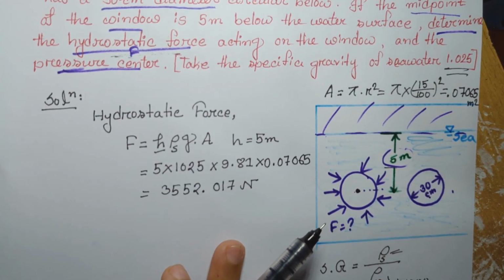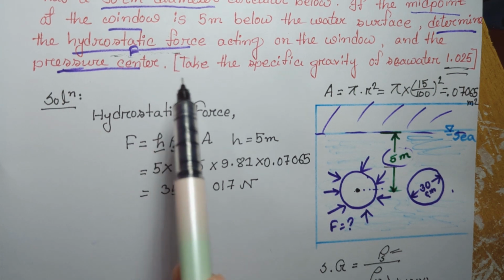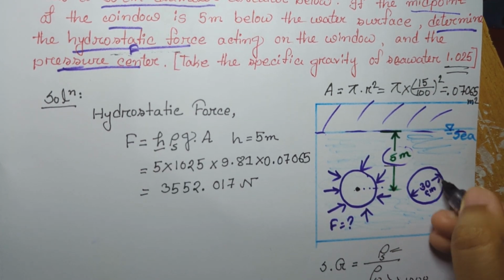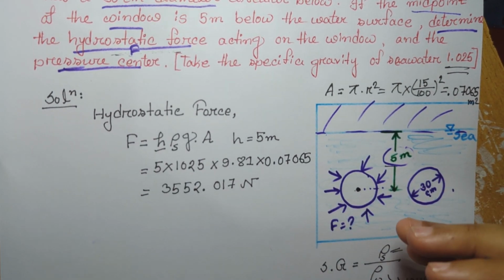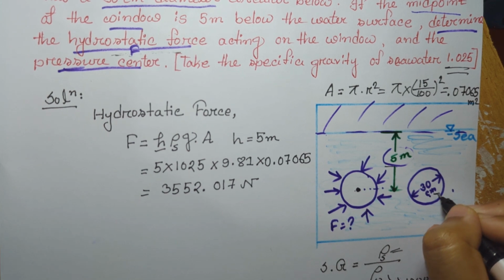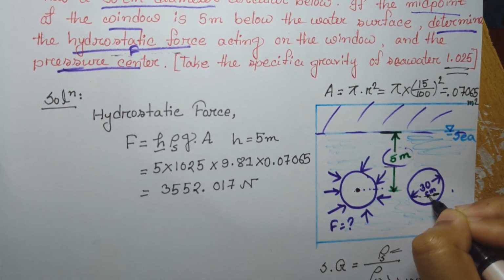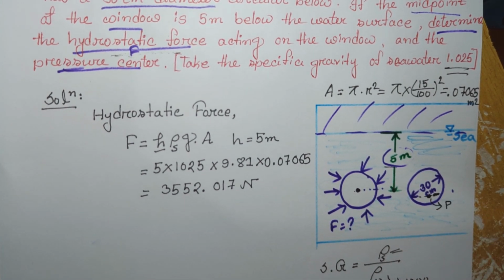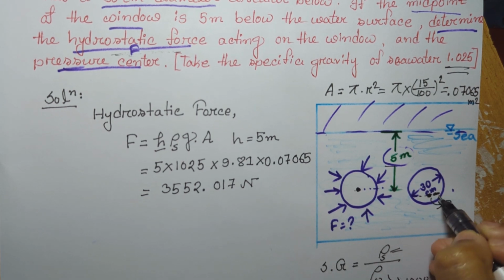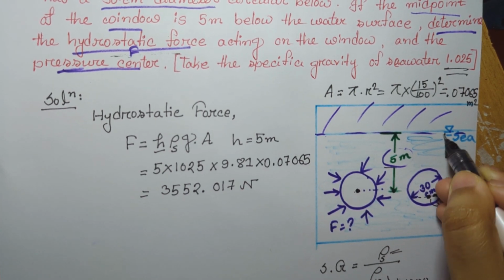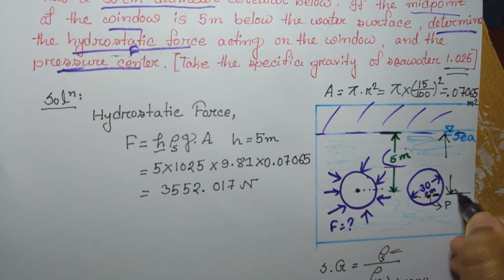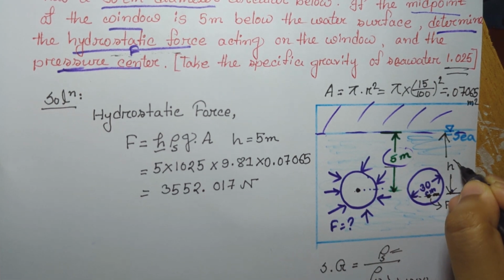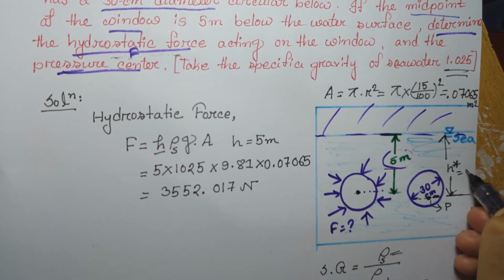And now we will find the center of pressure, meaning at which point all this hydrostatic force will work. Suppose this is that point where our hydrostatic force will work, and we have to find this distance from the sea level to this point. Suppose this is H star. So we have to find this H star.